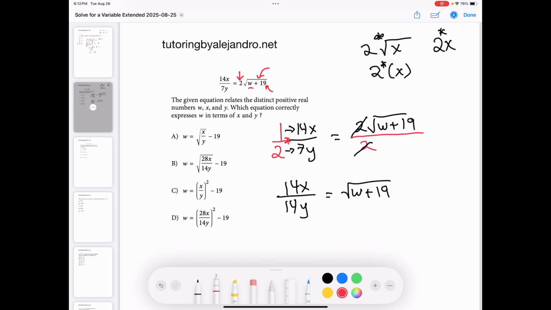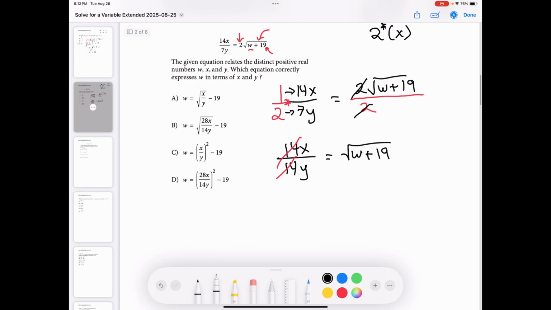Okay, on the left side, I have a 14 in the numerator and a 14 in the denominator, which means, since it's a fraction, they're dividing, right? I have 14 divided by 14. That's going to be equal to 1. So that means I can get rid of that. And I'm left with x divided by y equals the square root of w plus 19.